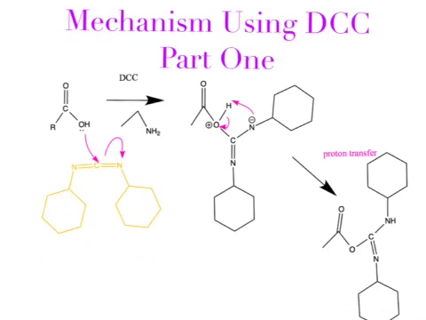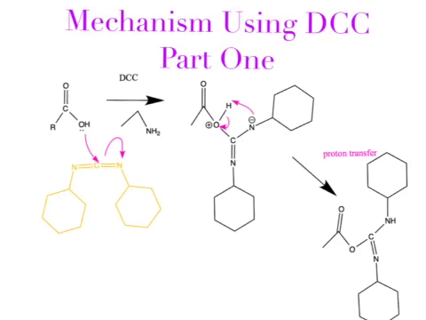Now we'll look at the first part of this mechanism when DCC is used to form the amide. So this first part of the mechanism consists of two steps that convert the hydroxyl group into a better leaving group. And this whole part one activates this group towards nucleophilic attack in part two, which I will discuss in the next slide.